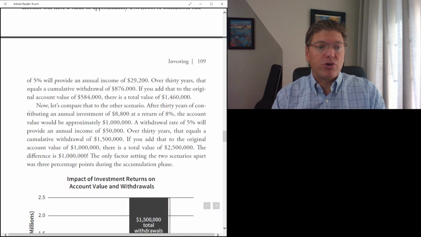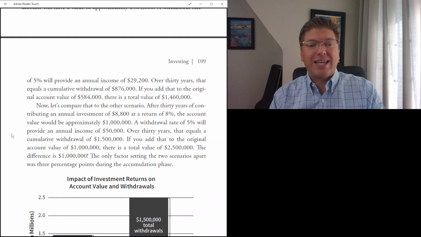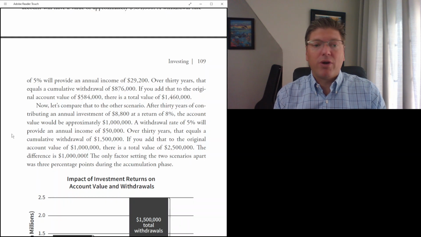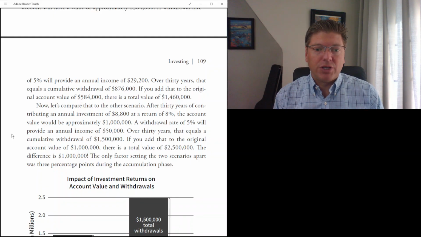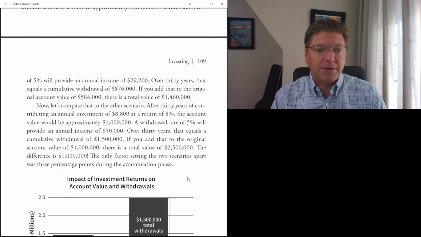After 30 years of contributing an annual investment of $8,800 at a return of 8%, the account value would be approximately $1 million. A withdrawal rate of 5% will provide an annual income of $50,000. Over 30 years, that equals a cumulative withdrawal of $1.5 million. If you add that to the original value of $1 million, there is a total value of $2.5 million. The difference is $1 million. The only factor setting the two scenarios apart was 3 percentage points during the accumulation phase.